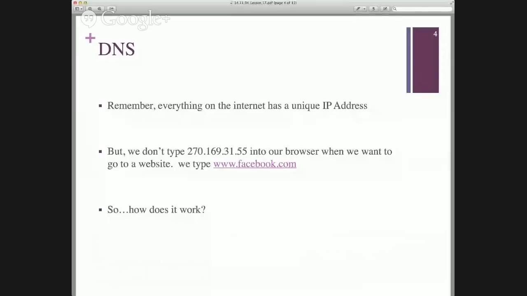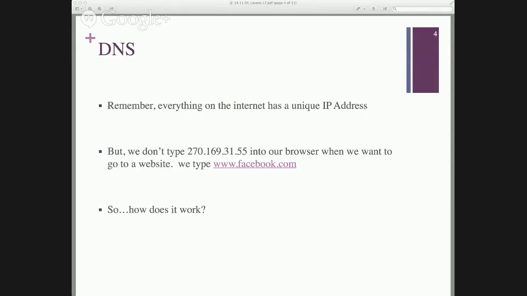There it is. We're going to talk a little bit about DNS. So remember I said earlier that everything on the internet has a unique IP address, but when we're going to a website, because websites have their own IP address as well, we don't type in the actual IP address to go there. You would never remember that Facebook was 270.169.31.55. Well, some of us might if we go to Facebook a lot, but it's a lot easier for us to type in just facebook.com into the browser.